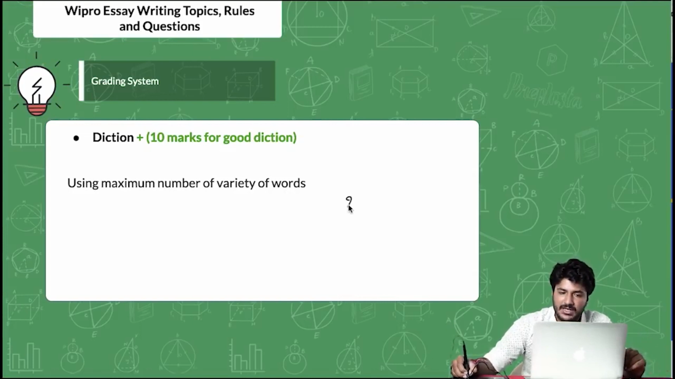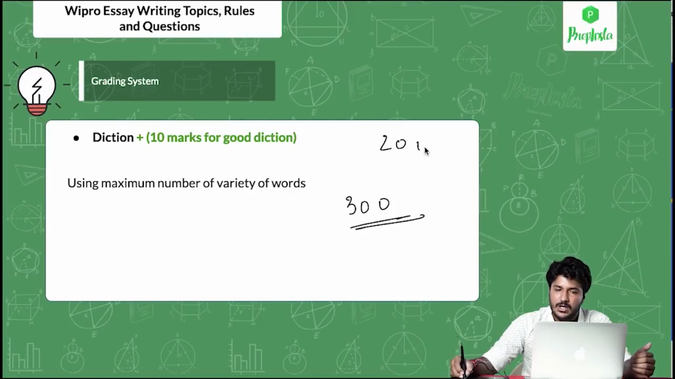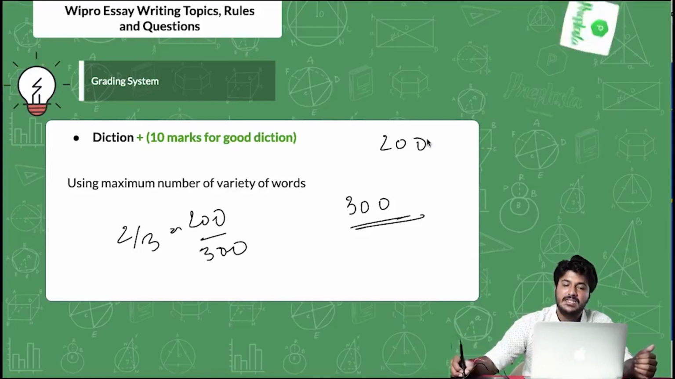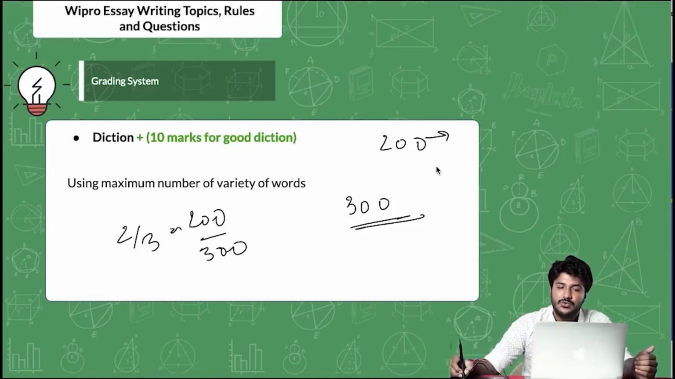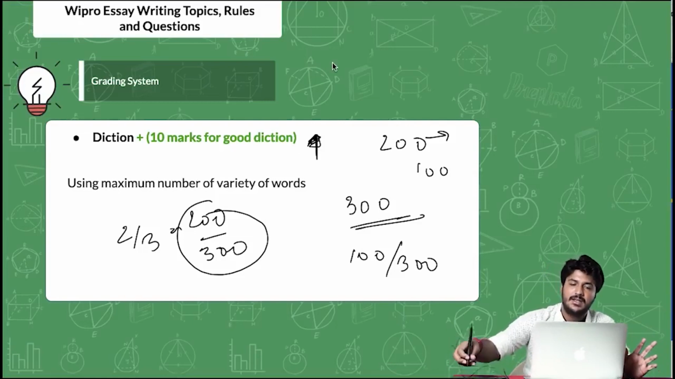For example, if you've written an essay of 300 words and the total number of unique words in that essay is 200, your diction value becomes 2 by 3, that is 200 by 300. If the unique words you are using are 100, then 100 by 300 becomes your diction. So obviously, having higher diction is better. We do not know about the internal nomenclature, but a maximum of 10 marks is for good diction, right?